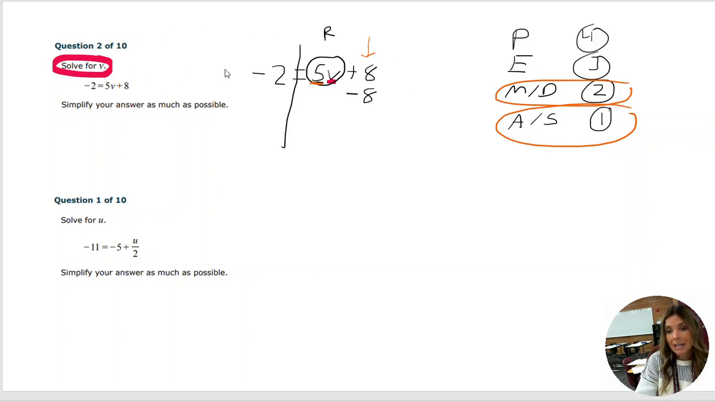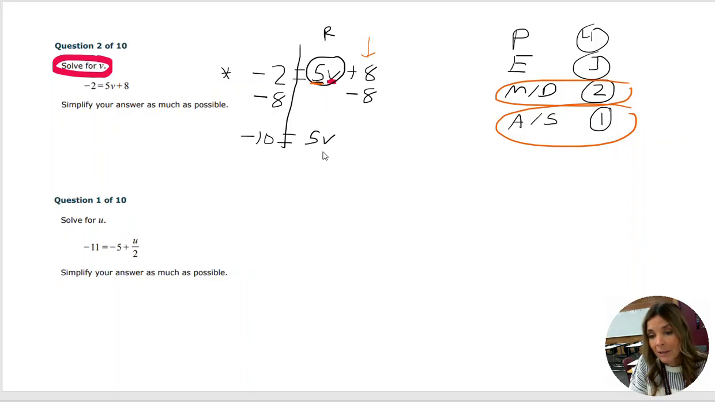And one critical thing you have to remember when you're solving an equation, in the beginning, you were given a true balanced statement. So if you change either the right side or the left side in any way, you have to change the other side of the equation in the exact same way to keep it equal. So a -2 and a -8 is a -10 equal to 5 times v.